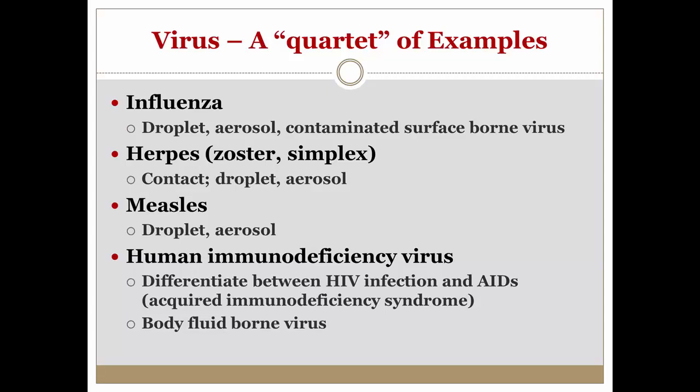So that's how we spread flu, the pandemic of 1918 that was very, very deadly in both Europe as well as the U.S. The herpes virus and measles have some very similar ways of spreading, but influenza, you can have contaminated surface, herpes, direct contact, measles, not direct contact. HIV is different because this is a body fluid-borne virus and is not spread by aerosol and droplet. And we're going to be differentiating between HIV, infection, and AIDS.